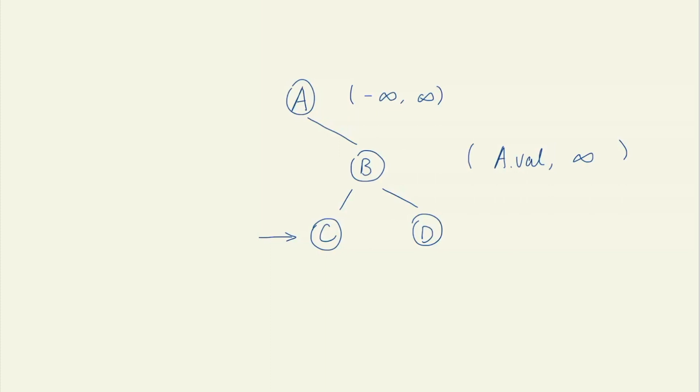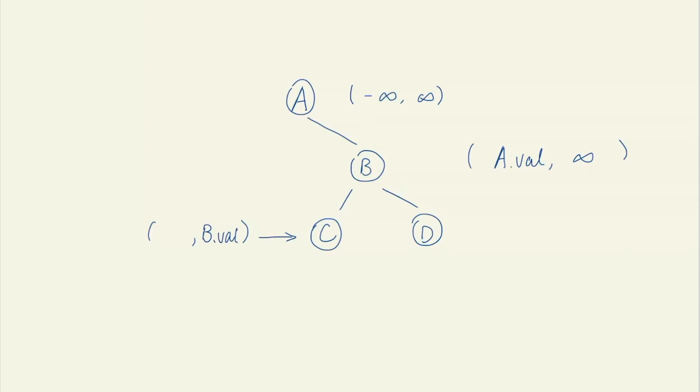Now let's move on to the left child of B. Since node C is the left child of B, we immediately know that the value of node C is going to be less than the value of node B. So the upper limit of node C is going to be the value of node B.